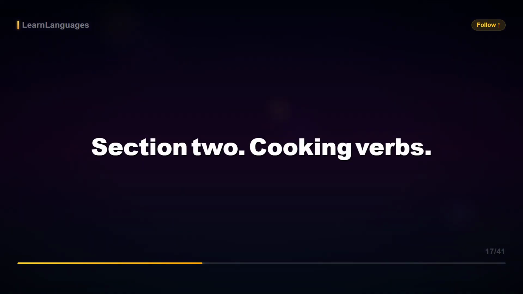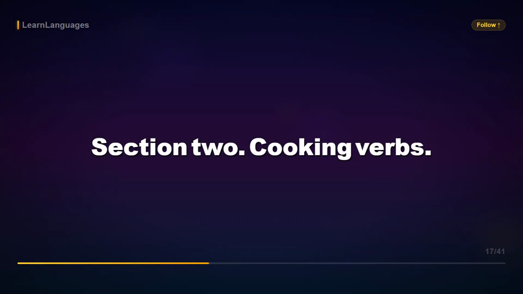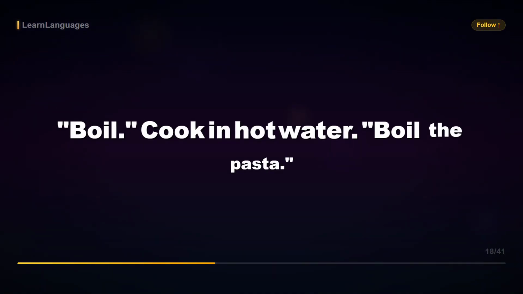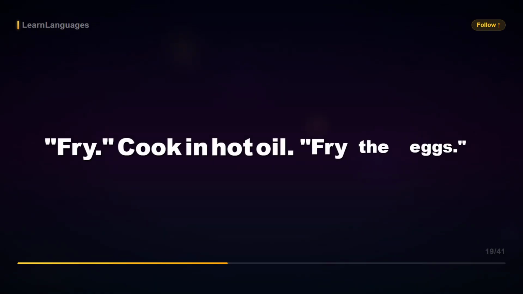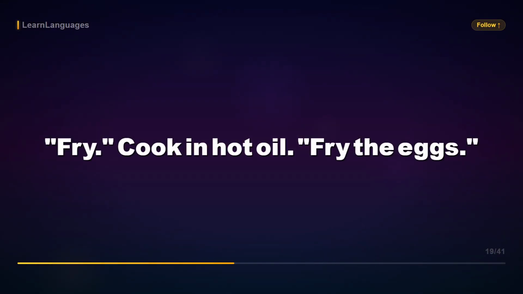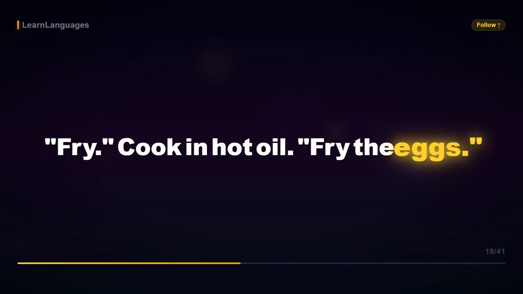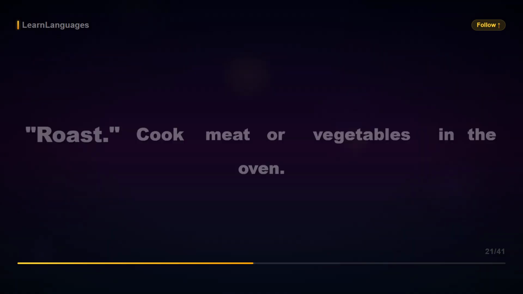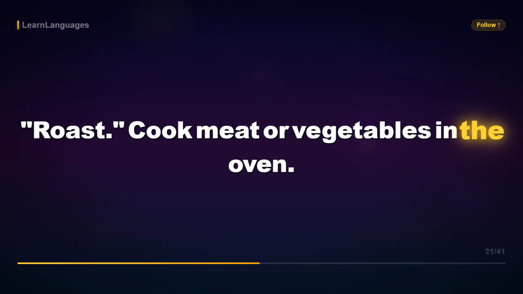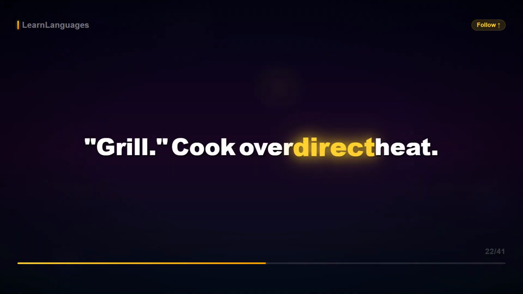Section 2, Cooking verbs. These are actions you do when you cook. Boil, cook in hot water. Boil the pasta. Fry, cook in hot oil. Fry the eggs. Bake, cook in the oven. Bake a cake. Roast, cook meat or vegetables in the oven. Grill, cook over direct heat.